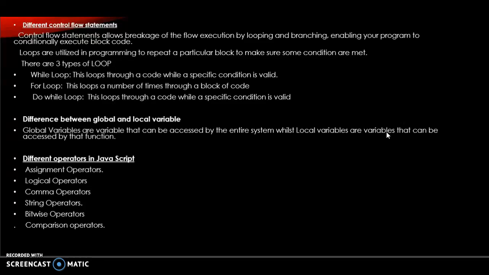Now we go to global and local variables. Global variables are variables that can be accessed by the entire system, whilst local variables can only be accessed within that function. Moving on to the different operators in JavaScript: assignment operators, logical operators, comma operators, string operators, bitwise operators, and comparison operators.